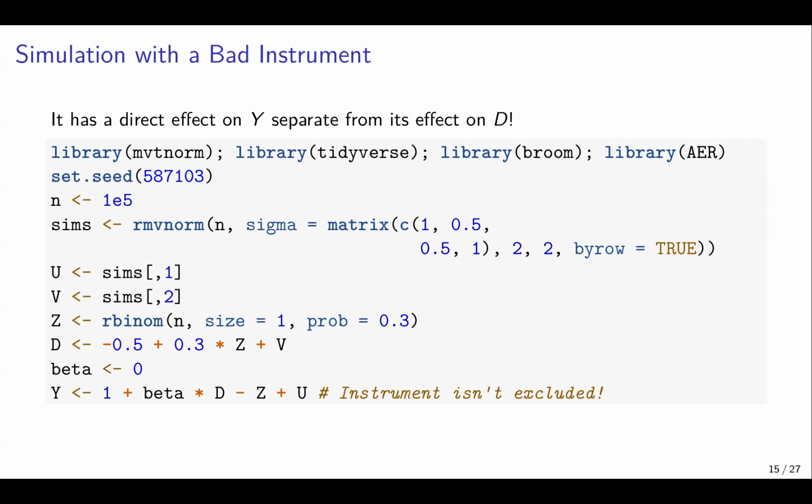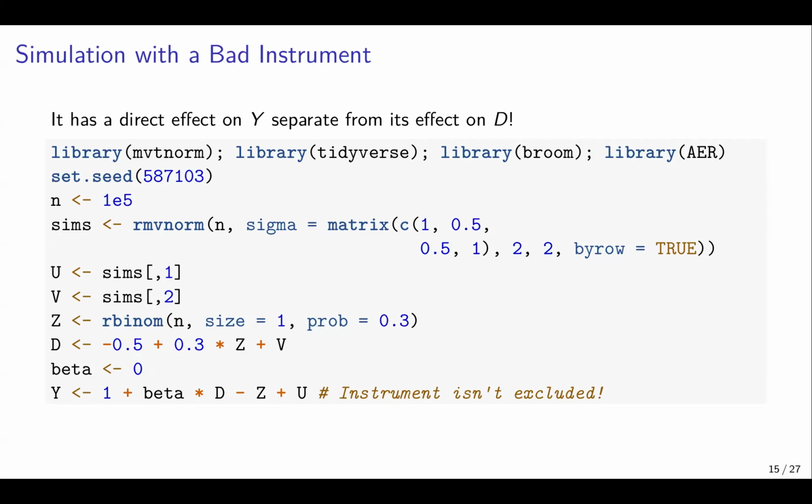What else am I going to do? I need to generate the treatment D. So this D is not binary, which is in some sense fine. We can still run IV. It's a bit simpler for me in this case not to make it binary. So D is going to be minus 0.5 plus 0.3 times Z plus V. Then I'm going to set the treatment effect. So beta is going to be my causal effect of D on Y, and I'm going to set that to 0.